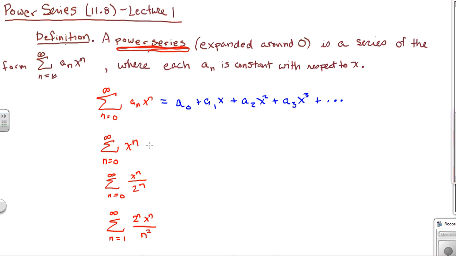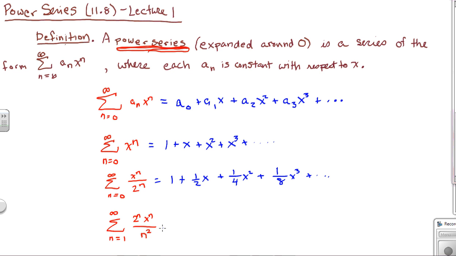Okay, so here's some examples of power series, just to expand these. The sum of x to the n, when I expand, that's 1 plus x plus x squared plus x cubed plus dot, dot, dot. Then the sum of x to the n over 2 to the n, of course, starting at n equals 0. That's 2 to the 0, so that's 1, plus 1/2 x, right? 2 squared is 4, so 1/4 x squared. 2 cubed is 8, so that's 1/8 x cubed, and so on.